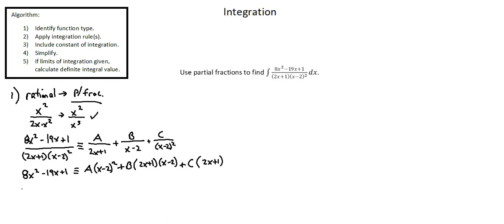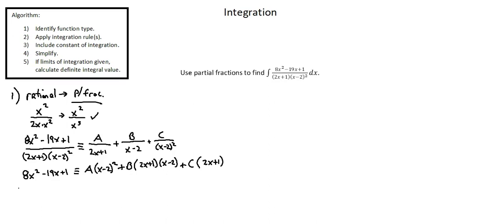From here, I'm going to shortcut the process. I'll tell you which x's I select as inputs and which parameters those x's enable me to calculate. If we let x equal 2, then C equals negative 1. If we let x equal 1/2, then A equals 2. And if we let x equal 0, then B equals 3.